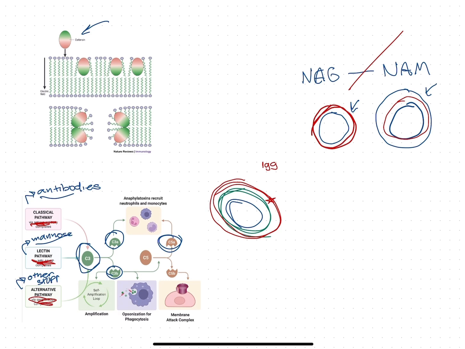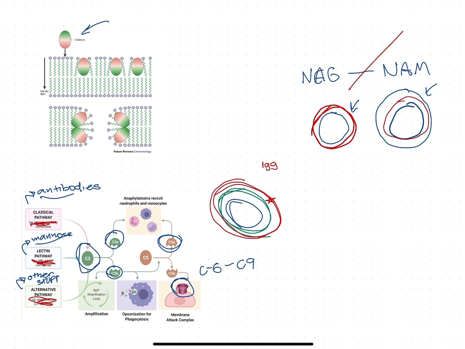And then C5b forms the membrane attack complex, and it forms that with C6 to C9. And then it basically forms little holes on the membranes.